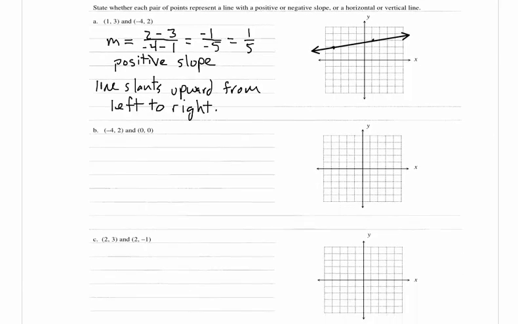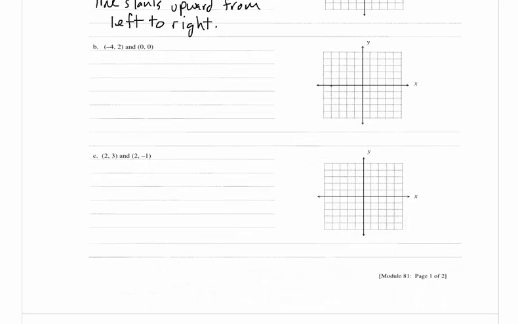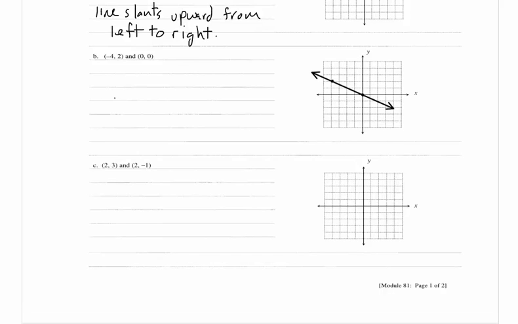In B, we have (-4, 2) and (0, 0). So our one point is the origin, (0, 0). And now we have (-4, 2): left 4 units and up 2 units. And now we're going to draw our line. And now that we have our line drawn, we're going to find our slope.